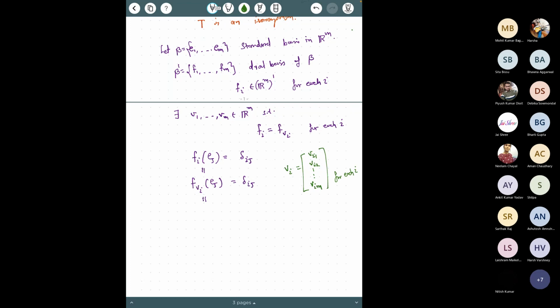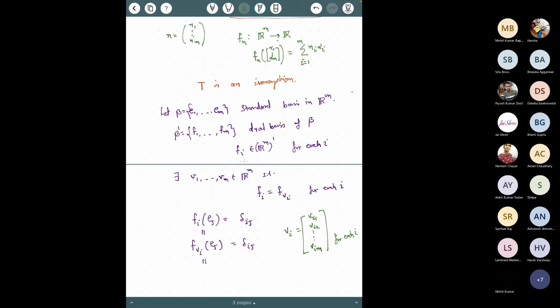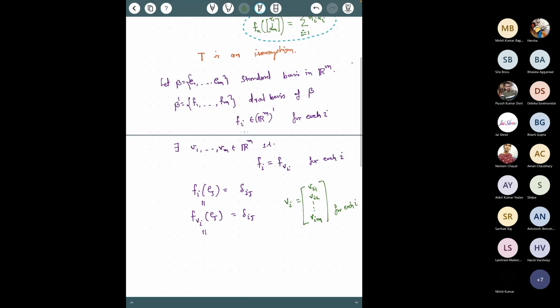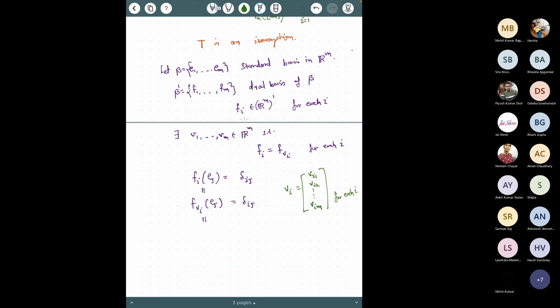Now if you go back to our definition of this function, what would be F Vi Ej? Can you tell me what it would be? Ej, you also know, is 0, 0, 1 at the jth position. So it would be not Fij, but Vij. So it would be just Vij, and Vij is equal to delta ij.